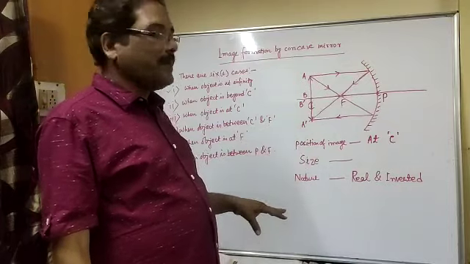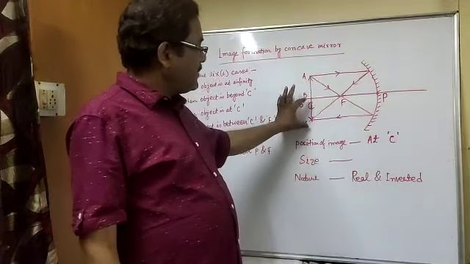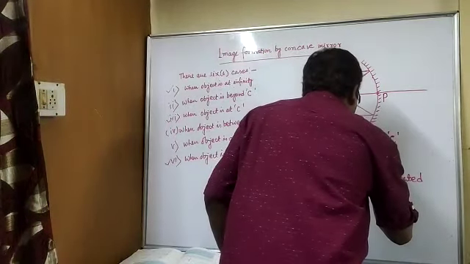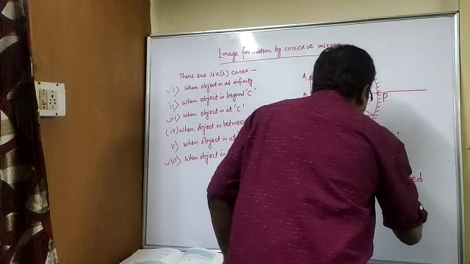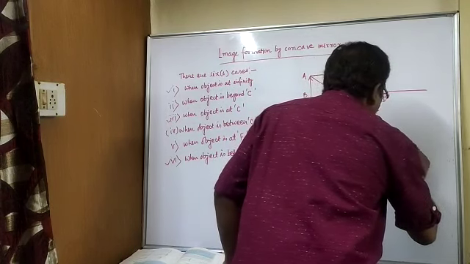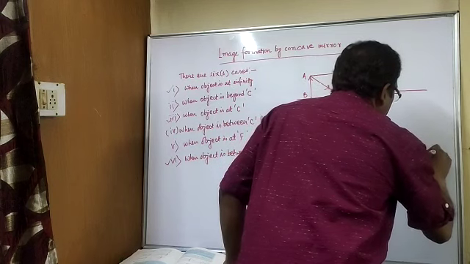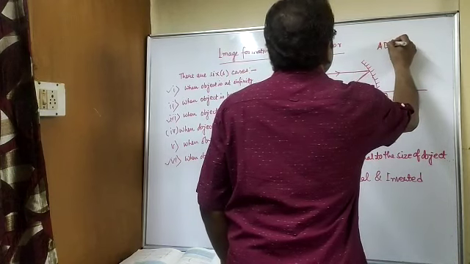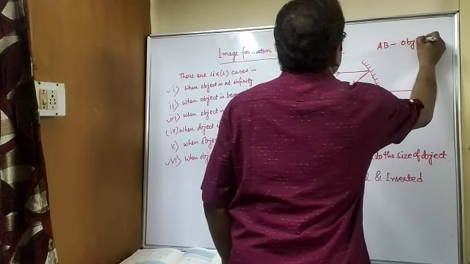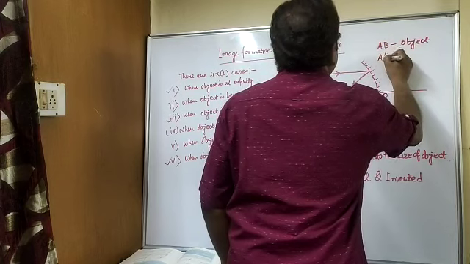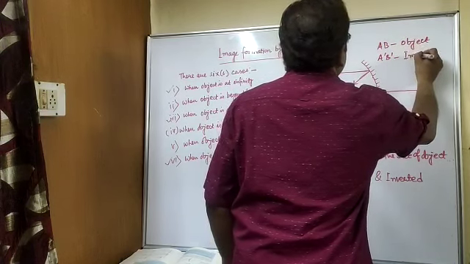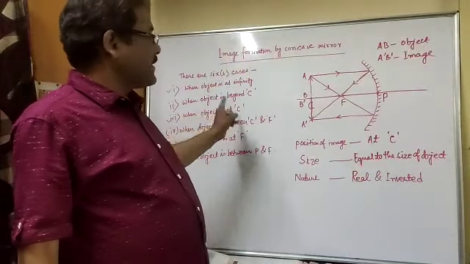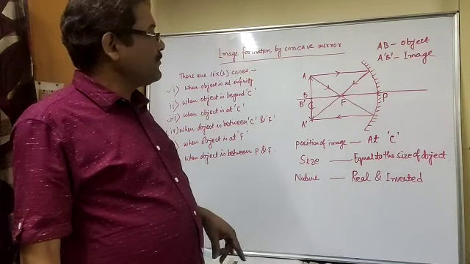Now the rays are actually meeting, so the image is real, and you see it is inverted, and the size is equal to the size of the object. Here AB represents the object and A dash B dash represents the image. So we have discussed the third case. I think it is clear to you.